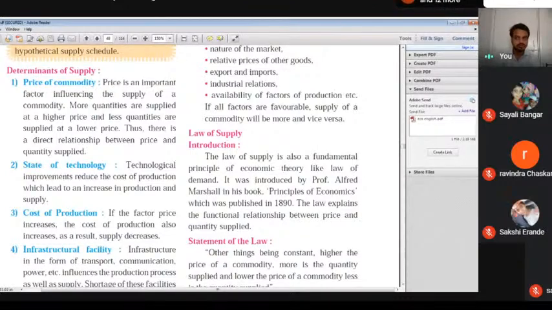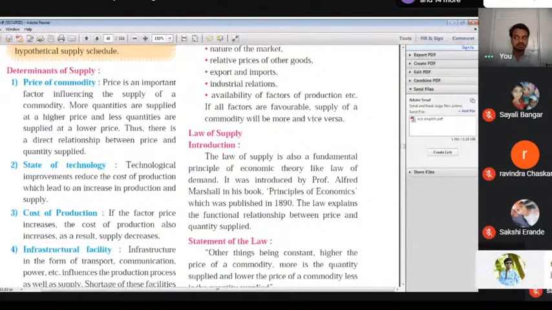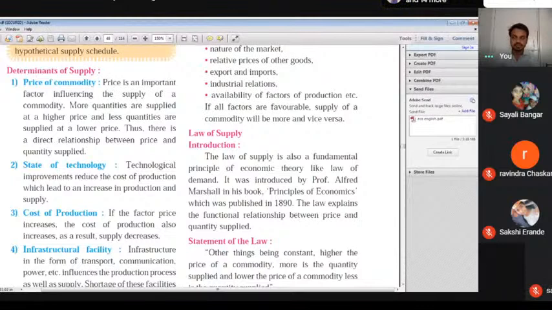More quantity is supplied at a higher price, and less quantity is supplied at a lower price. So that is our first point. Our second point, state of technology. When we read the second point, it's very simple. Technological improvement reduces the cost of production, which leads to an increase in production and supply.